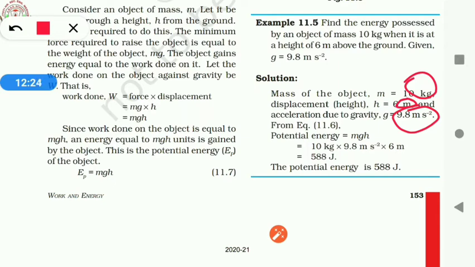Now what is the formula for calculating potential energy? That is m into g into h. So by substituting these values in the formula, we will get 10 kg into 9.8 meter per second square into 6 meter. When you multiply this, you will get the answer as 588 joules. So what is the potential energy possessed by this object? That is equal to 588 joules.